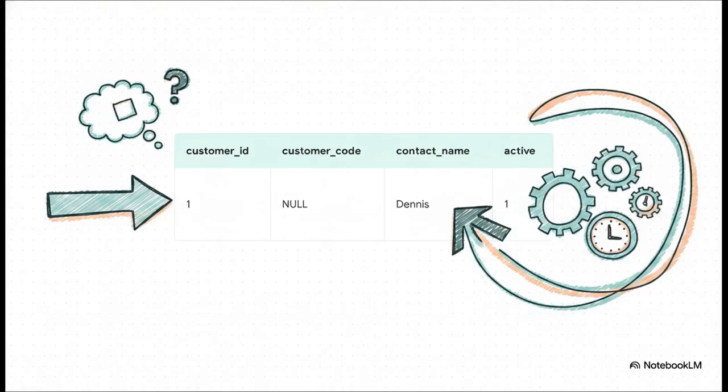Now you might be wondering, what happens to the columns we didn't mention in our code? Well, we didn't give Dennis a customer code, so the database just left it empty, which is represented by that null value. But look closely at the active column. Even though we didn't specify anything for it, our database automatically assigned it a default value of 1. Setting up default values like this is a massive time saver. It keeps your data clean without forcing you to write extra code every single time.